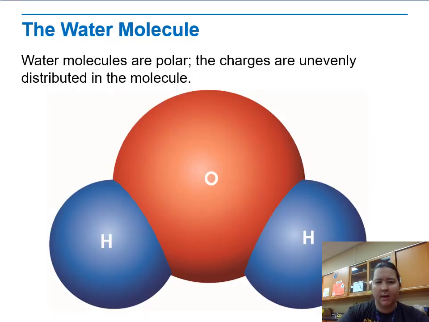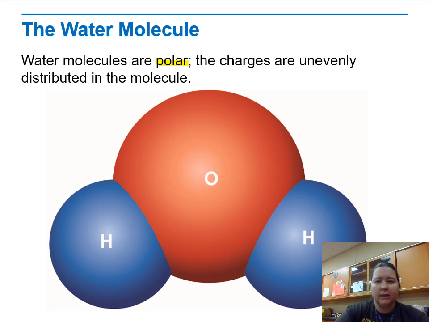So, the water molecule. Water molecules are what's known as polar. So the phrase polar basically means the same as you would with the poles on the planet. Okay, North Pole, South Pole. They're opposite ends of the planet. So what polar means is just two sides of the molecule. And what happens here is the water molecule charges are unevenly distributed.